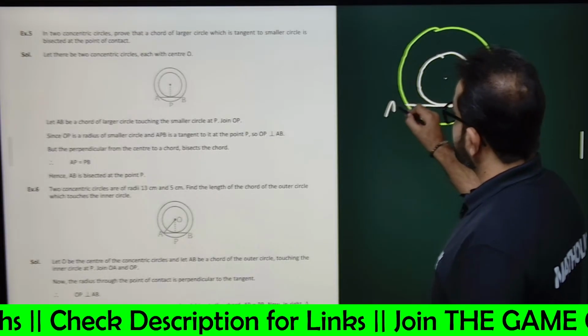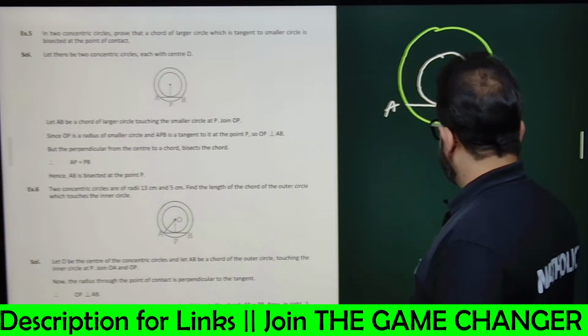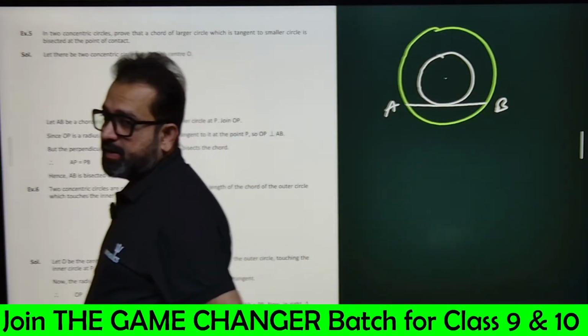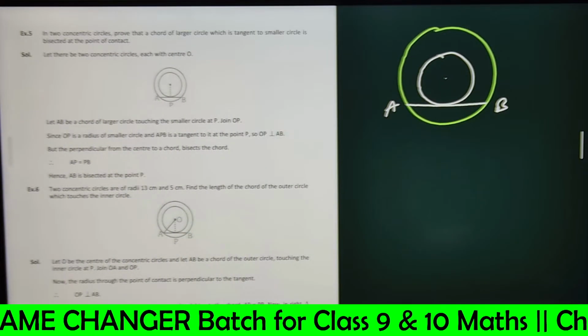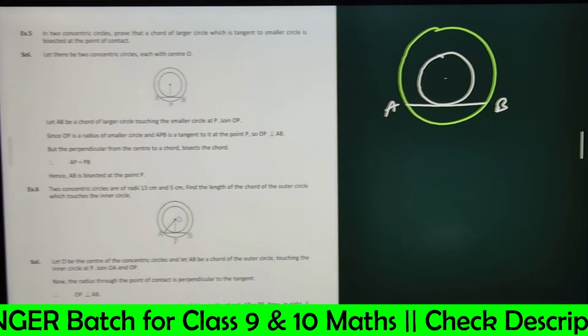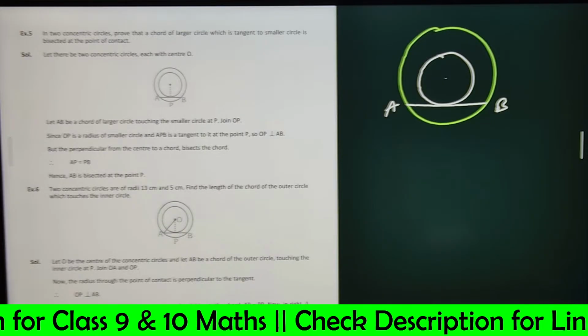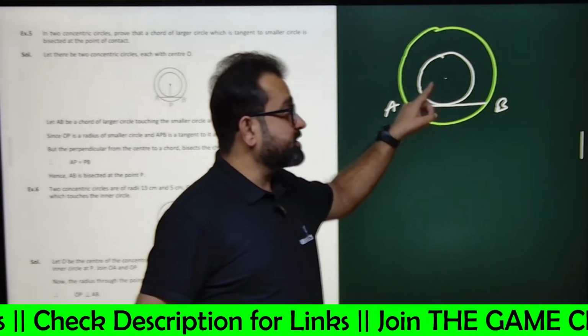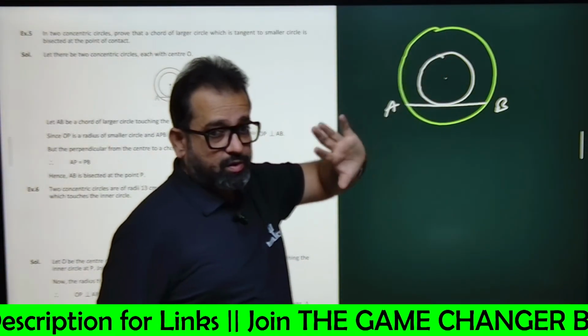If AB, I can write to this line, this chord. AB is a chord of the larger circle. See, AB is a chord to the larger circle. Yes or no? Yes, sir. AB is a chord to the larger circle. Now we have to prove, and this is also the tangent. It is touching the smaller circle.